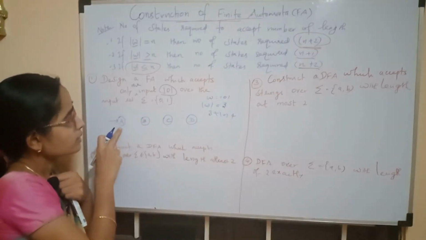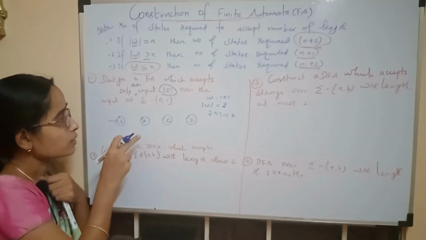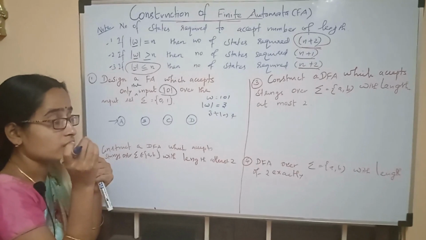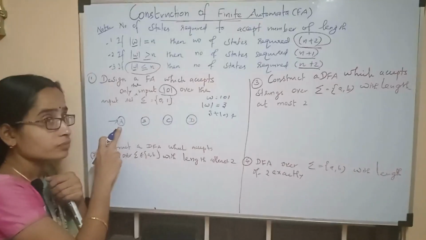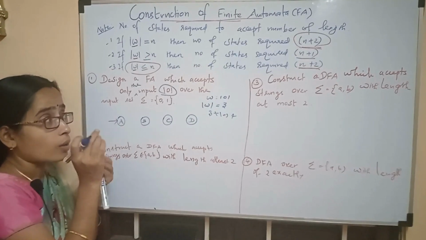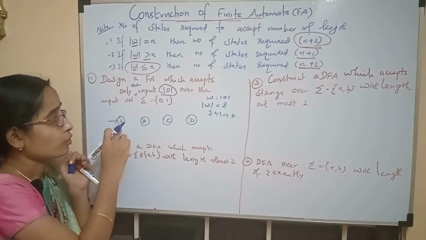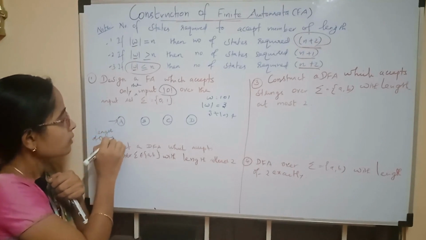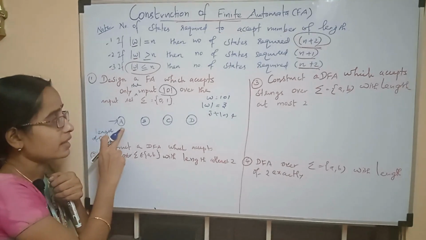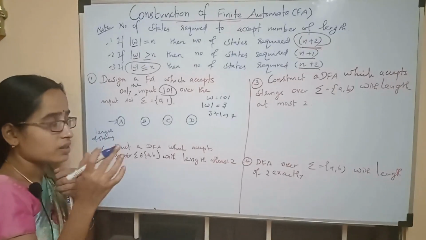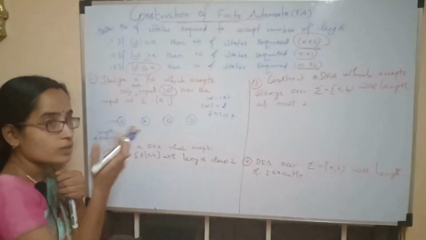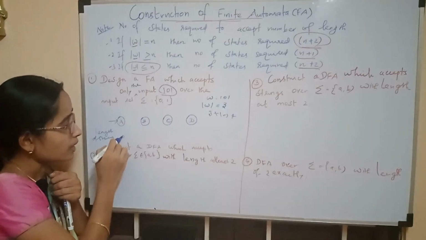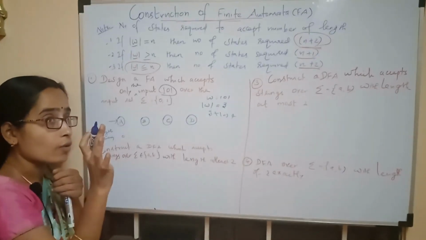So now, what is the length of the string at state A? When you are in state A, what will be the length? Just think about it. What will be the length of the string you might have seen at state A? You have not seen anything, right? So which means 0. You have not seen any string at state A. So the length of the string is 0 here.